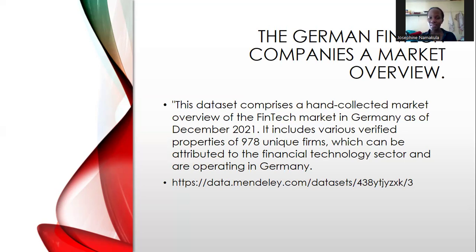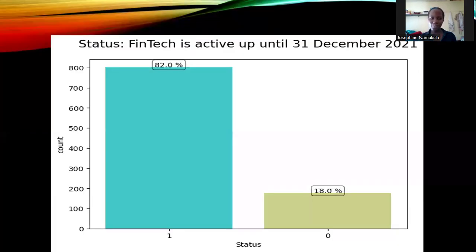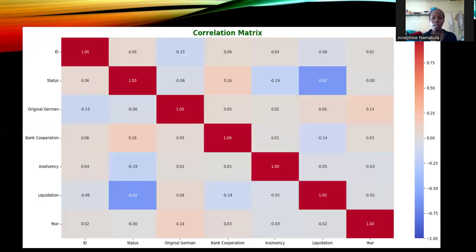So this is the link to the data set. So it had very many features and inputs. So when I plotted a bar graph, I plotted a bar graph which was showing which fintech is active up to until 31st December 2021, and showed that 82.0% of the fintech companies were active and 18.0% were inactive by 31st December 2021. I considered a year. So I move to the next slide.